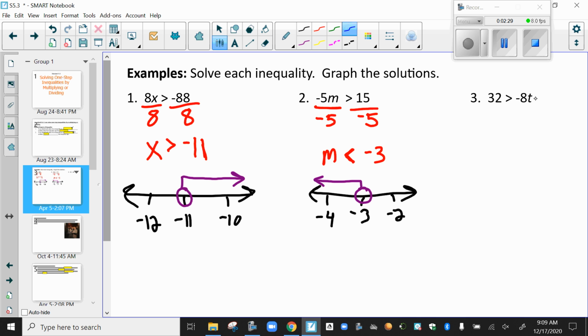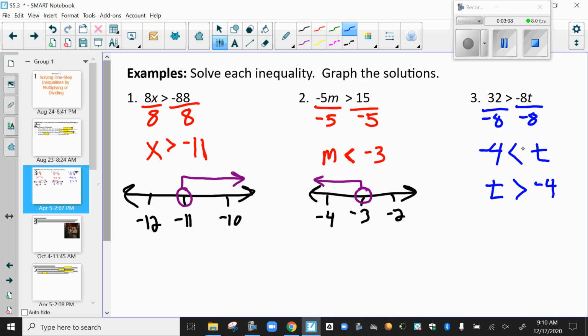We have been flipping our letter to the left at the end, so I'm going to do that still at the end. So let's start. We're going to divide by negative 8. Let's put our letters down here, so t on this side. 32 divided by negative 8 makes negative 4. I divided by a negative number, so instead of greater than, I want less than. We're going to flip it. Then I'm going to flip everything again, so I'm going to bring t to this side and negative 4 to this side. And guess what? We're going to flip our sign again, so it's going to go back from less than to greater than.